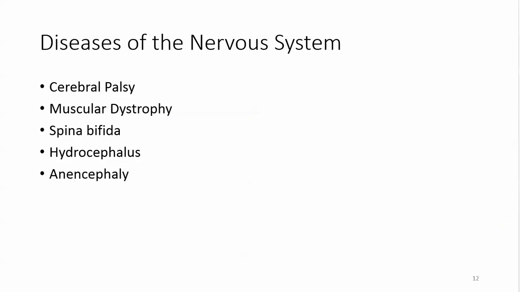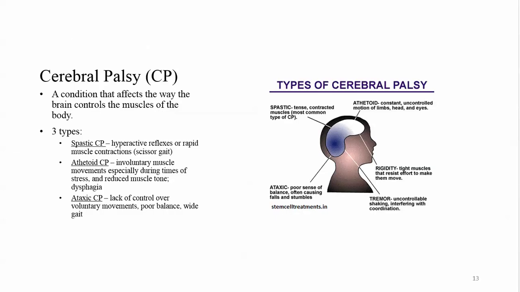Then we're going to talk about the diseases of the nervous system. First one is cerebral palsy. This is a condition that affects the way the brain controls the muscles of the body.